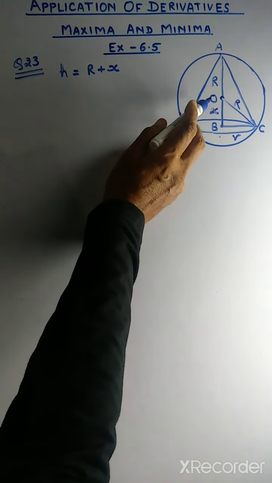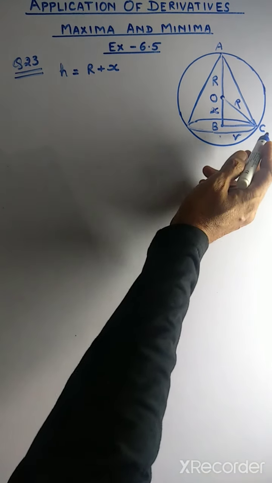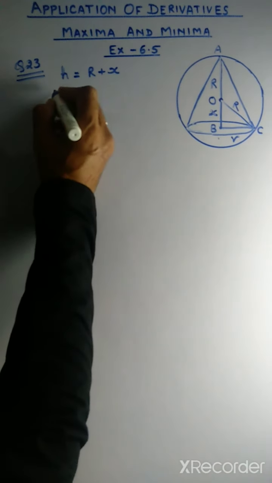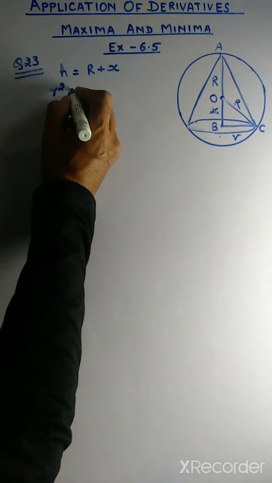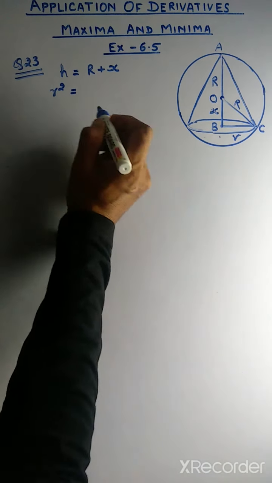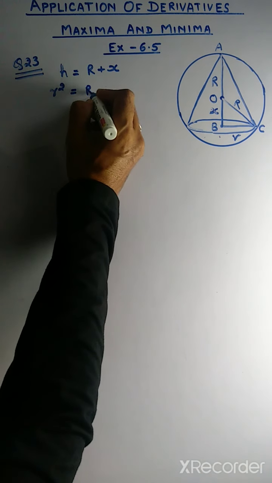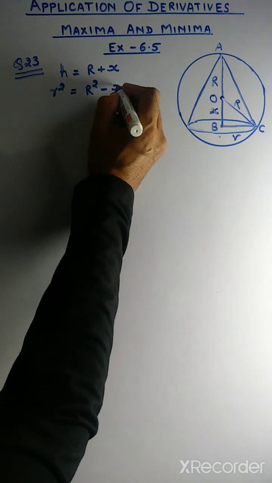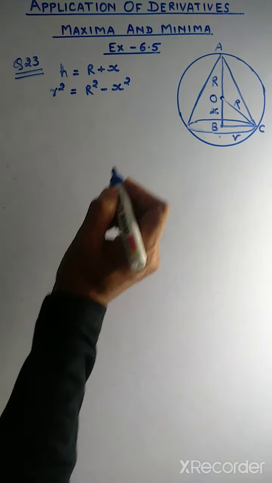So in triangle OBC, it will be a right angle triangle. So r square equals capital R square minus x square.